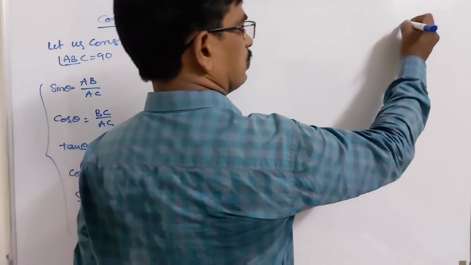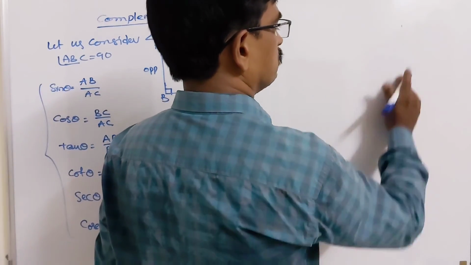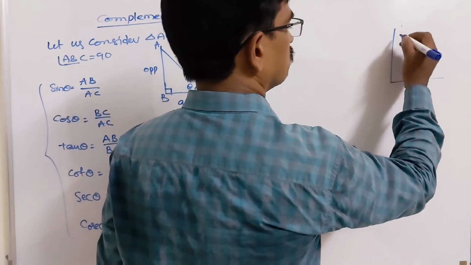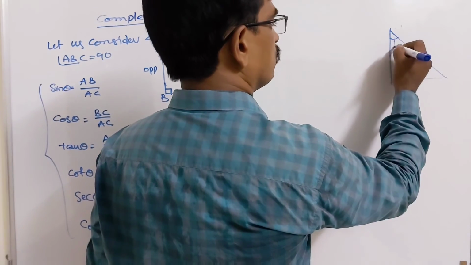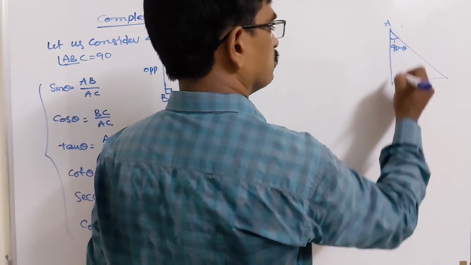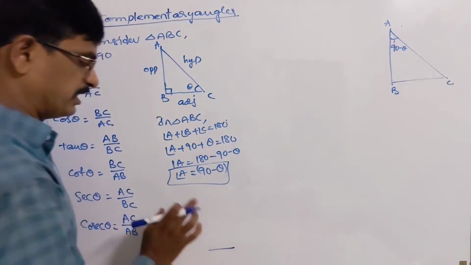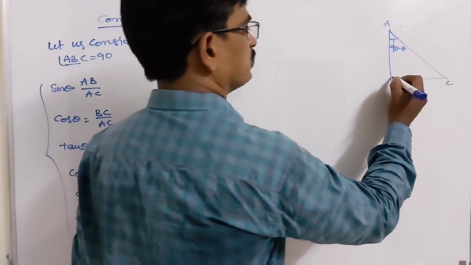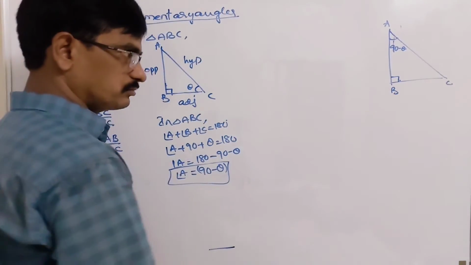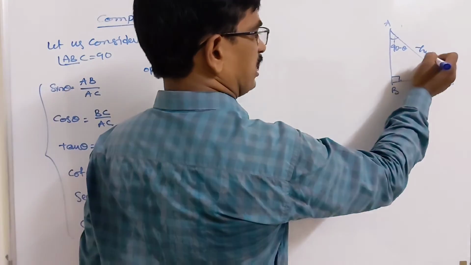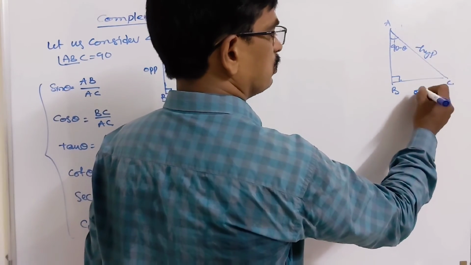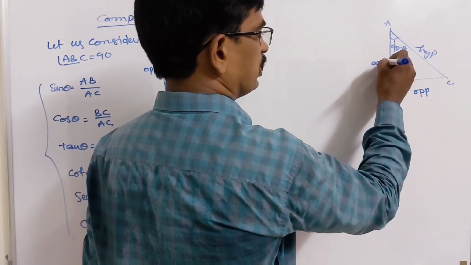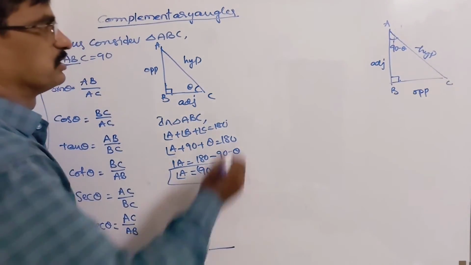Now draw the same triangle, but the angle is marked at A. So now angle at A is how much? 90 minus theta. AC is hypotenuse. The side which is opposite to 90 minus theta is called opposite side. Then AB becomes adjacent side.